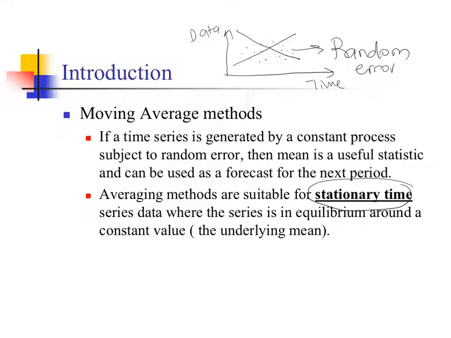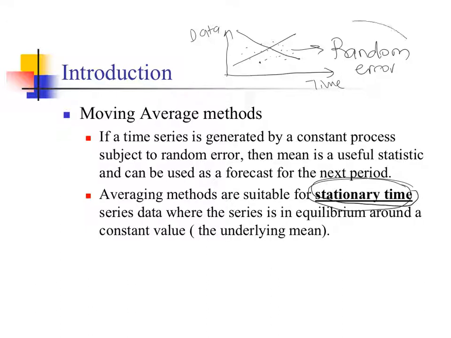Why is it random error? Because today you might observe a low value, but tomorrow you might observe a high value, and they are not related to each other. And we call this type of data stationary time series data. If you don't have any trend or seasonal pattern, then the data is called stationary.